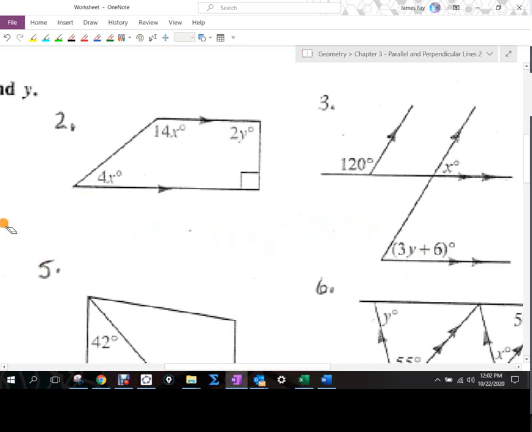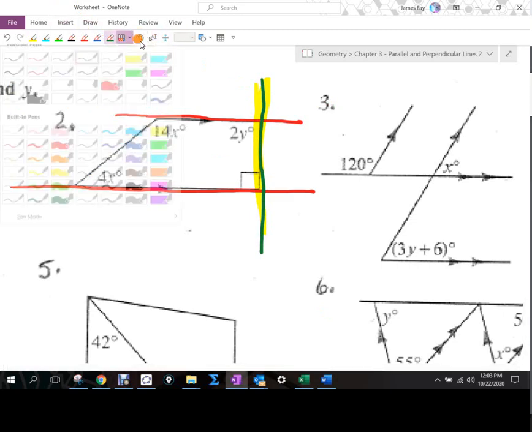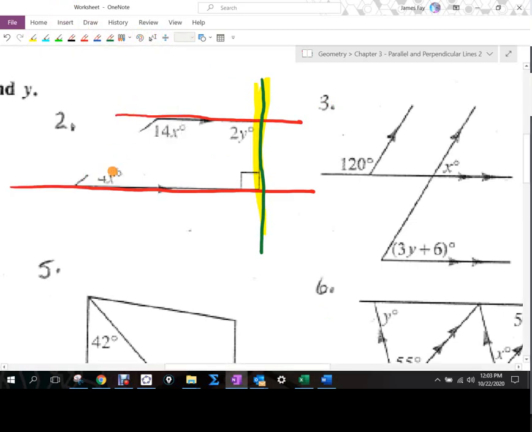Does anybody know what type of shape we have here in number 2? That is a trapezoid. Okay. And it's called a right trapezoid because it's got a right angle in it. If I highlight my parallel lines, which transversal do you want to look at? The blue one or this yellow one? If I look at that yellow transversal, okay, what are you going to tell me then about the relationships there?